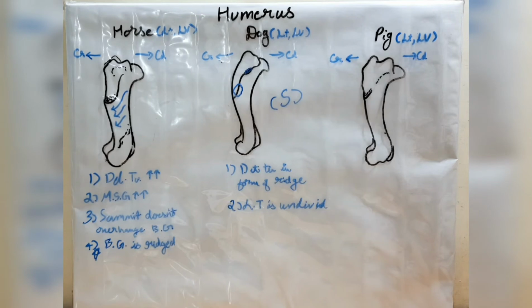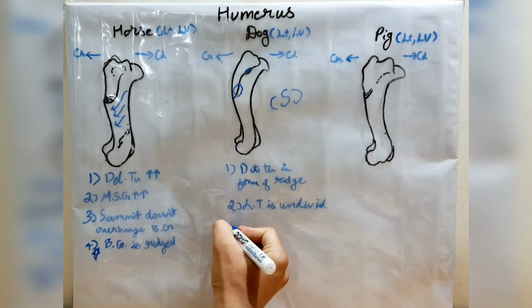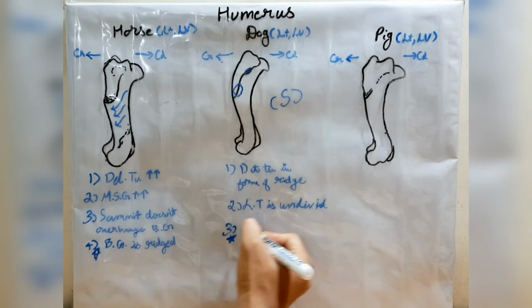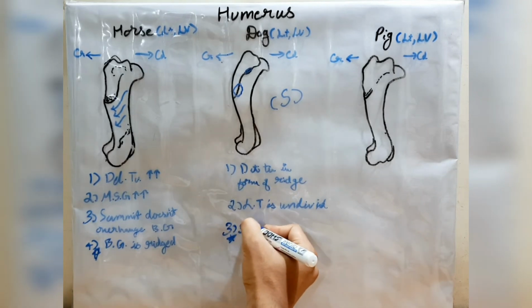One is summit, the other is convexity. Okay, convexity is anterior, and the summit is posterior. But in case of dog, there is no demarcation of the lateral tuberosity into summit and convexity. Plus, the most important point is supratrochlear foramen.